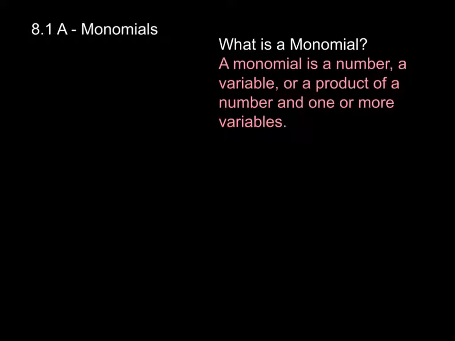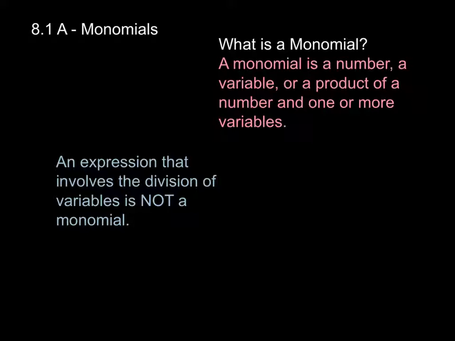Section 8.1, we will be discussing monomials. So what is a monomial? A monomial is a number, a variable, or a product of a number and one or more variables. An expression that involves the division of variables is not a monomial. So in other words, something like 3x squared is an example of a monomial, but something like x divided by y is not a monomial.